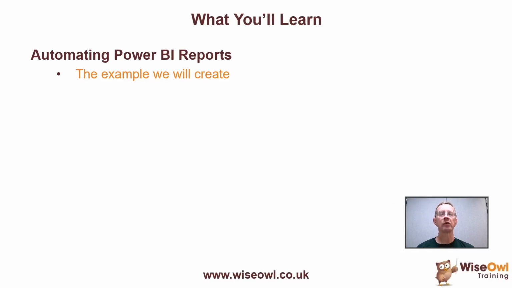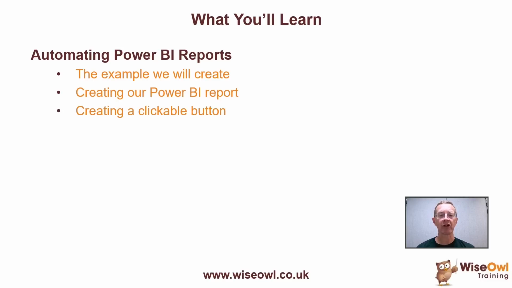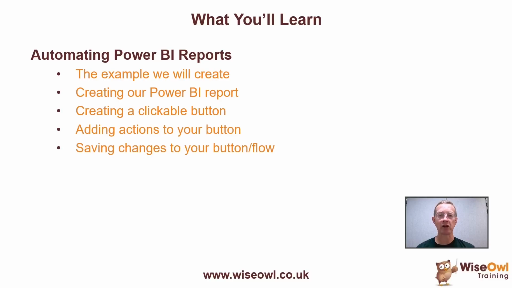So we're going to start with the example that we'll create from beginning to end, and then we'll create a basic Power BI report. You might like to skip that if you're an expert. We'll create a clickable button using the Power Automate visual, and then we'll add actions to the button so that it does what we want it to. We'll then save the changes and most importantly, apply them to the button. And then we'll format the button to make it look good before testing it out to see if it actually works in a variety of different places and ways.